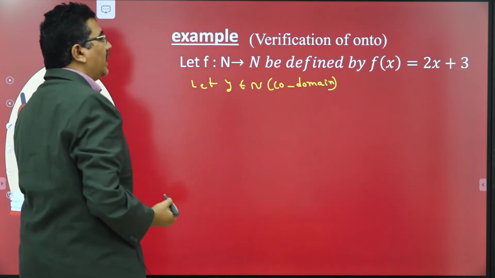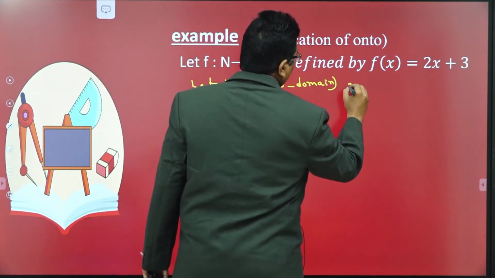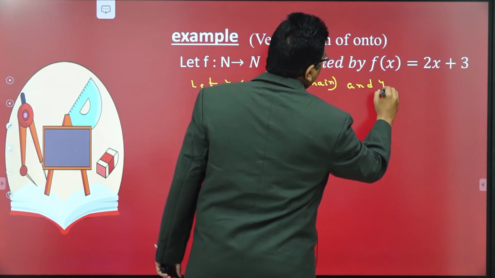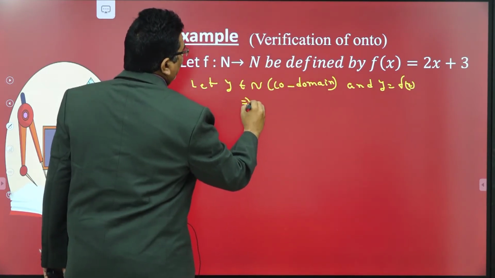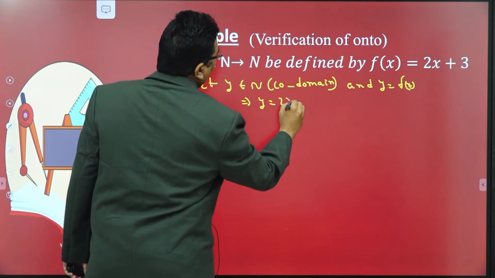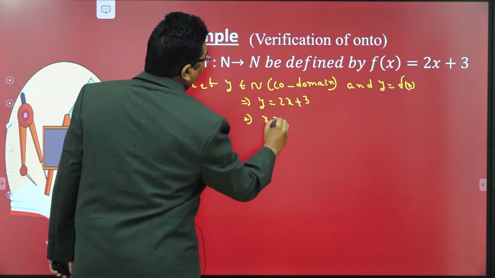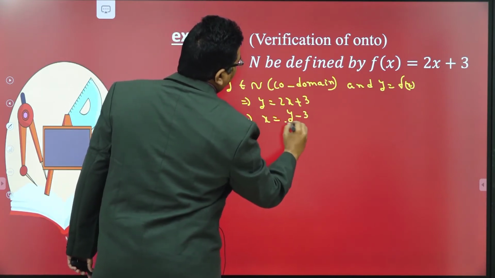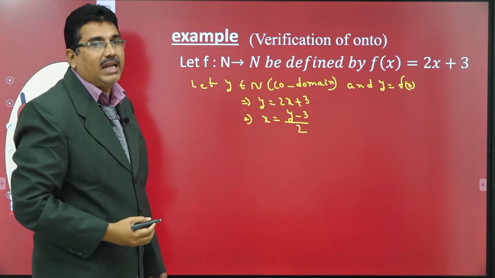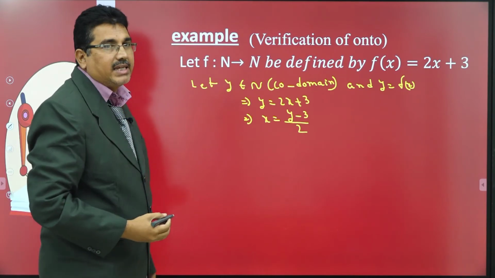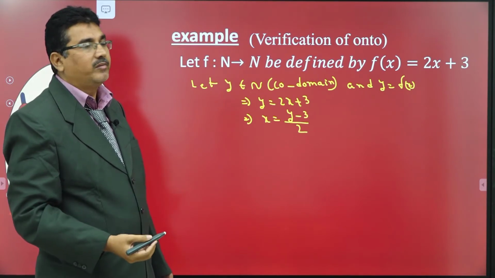Let y belong to capital N, the codomain, and y is equal to f of x. That implies y is equal to 2x plus 3, which implies x is equal to (y minus 3) by 2. Now, for every element y, there exists an element x belonging to the domain. Therefore, it is onto. Right?